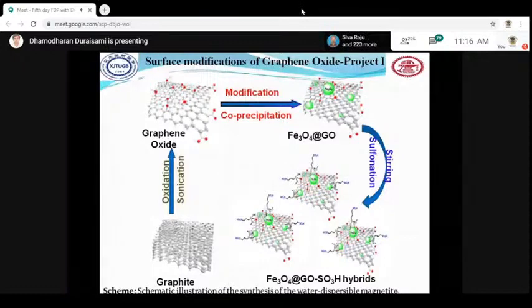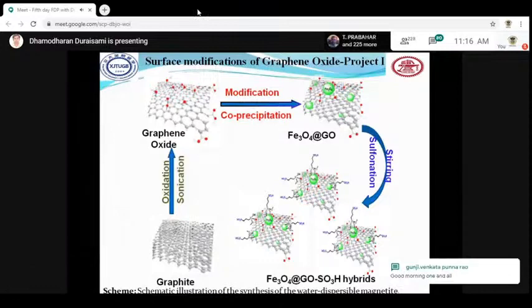Initially we took a graphite sheet, and with oxidation and sonication we prepared graphene oxide. The as prepared graphene oxide undergoes modification and a co-precipitation process with ferric chloride hexahydrate and ferric chloride tetrahydrate. We formed magnetic nanoparticle decorated graphene oxide. We can see here that most of the oxygen functionalities have been replaced and the magnetite nanoparticles have been decorated. I will show you the results for characterization, and we can easily understand how it is decorated. And after the stirring and silanization with the MPTMS, we got thiol group decorated, magnetite nanoparticle decorated graphene oxide.